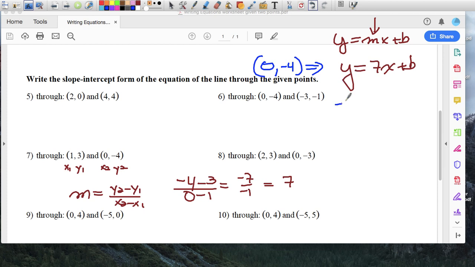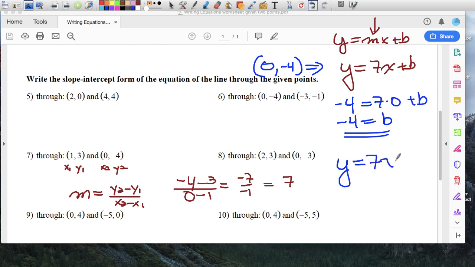Substitute. So y is negative 4. And then I get 7 times 0 plus b. 7 times 0 is just 0. And I just get b. And my y-intercept is negative 4. How easy was that? So put everything together. y equals, my slope is 7x, and my y-intercept is minus 4. So this is my final answer. Okay.